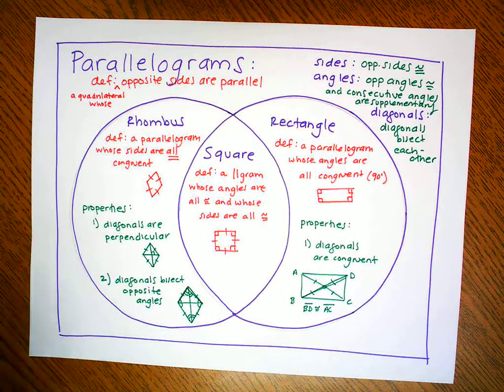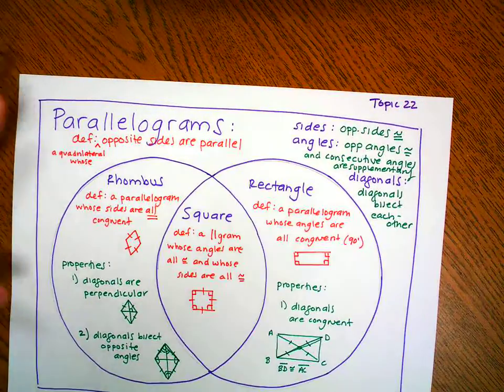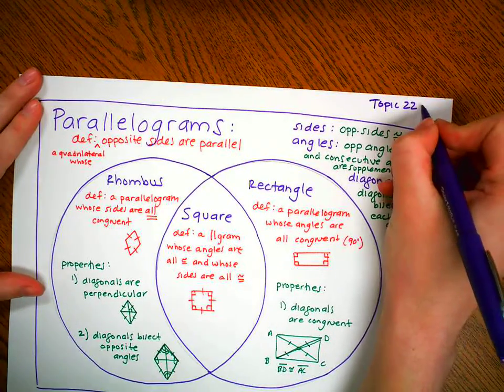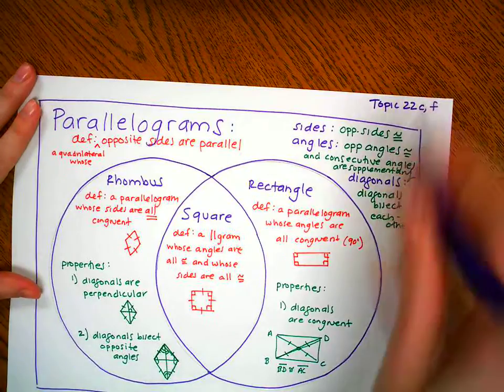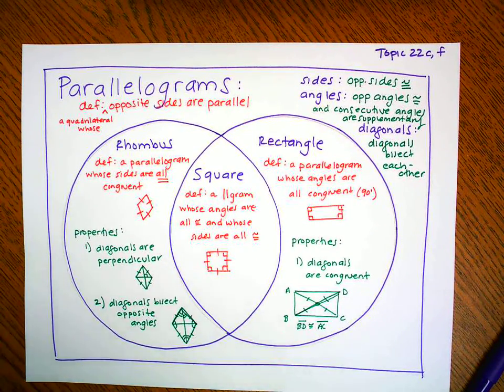So make sure you've copied this down in your notes. Actually, this is going to be our topic 22. I think it's actually C and F. So topic C is about the specific properties. F is being able to organize this information into a graphic organizer. So this is topic 22C and F. Okay, so if you need to repeat this and watch it again, you can. But when you're done, you're going to move on to the topic 22 specific parallelograms worksheet.